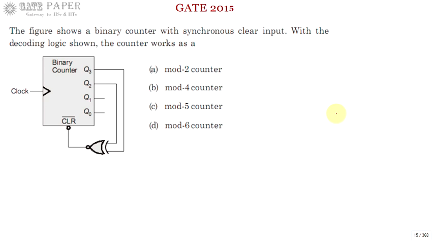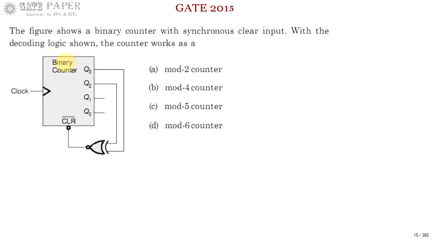Hello, we are discussing the GATE 2015 ECE paper. Look at the circuit diagram. It's a binary counter with synchronous clear input. It is not an asynchronous clear input. Observe clearly: binary counter with synchronous clear input. With the decoding logic shown, the counter works as mod 2, mod 4, mod 5, mod 6.